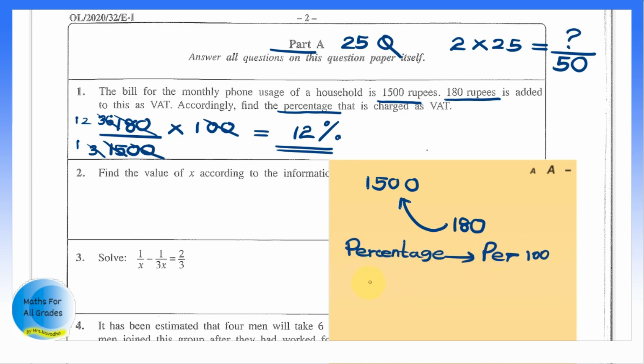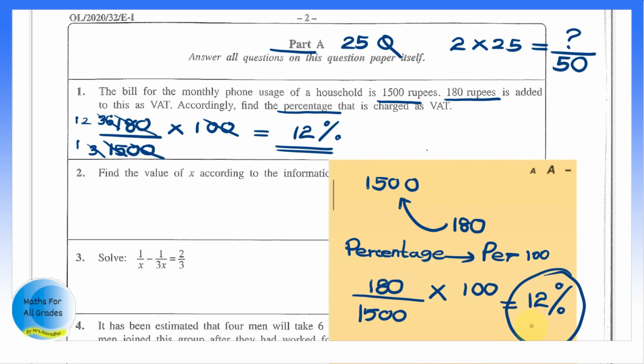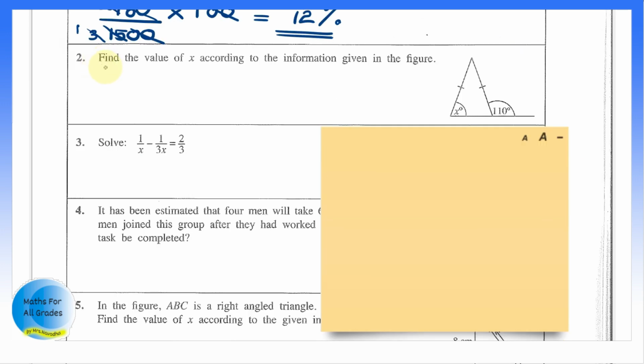So how are we going to write that down? If 180 rupees of VAT is for a 1500 rupees phone bill, then how much is it for 100? So in that way you got 12%. So what is the meaning of this 12%? That means if your phone bill is 100 rupees, then you are paying 12 rupees as VAT. Let's read question number 2.